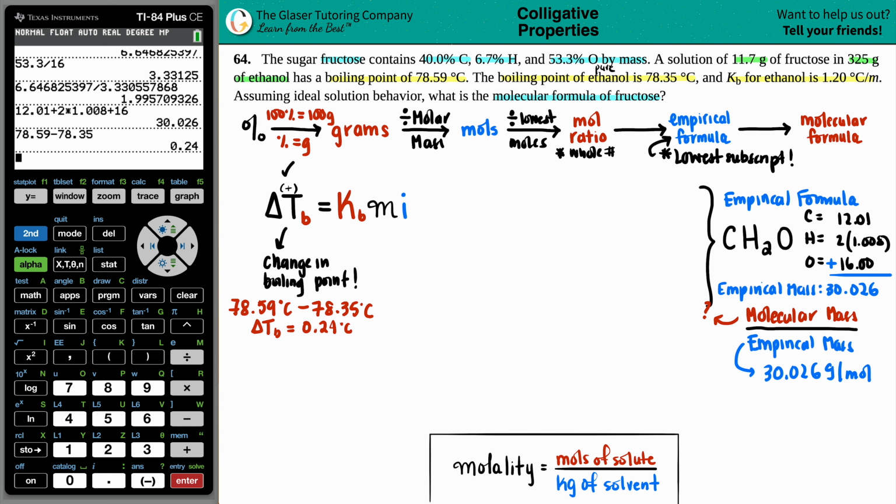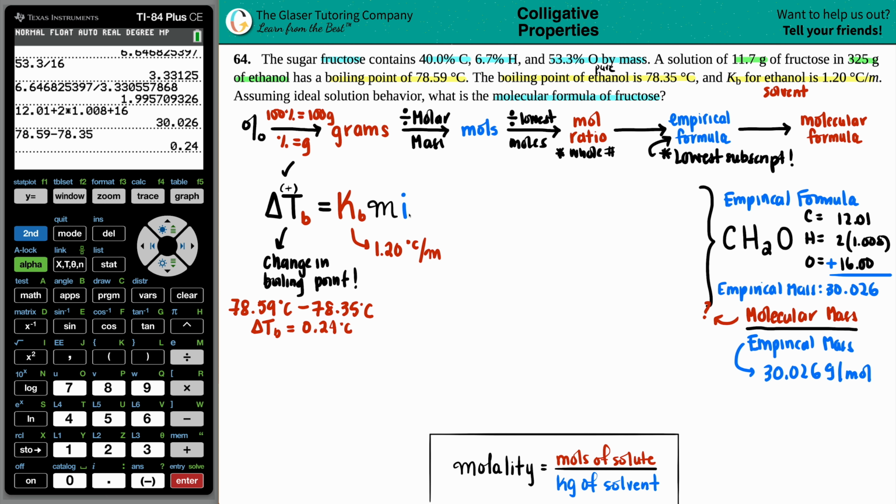Do we have a Kb? Yes, we do. The Kb is solely reliant on the solvent. So since we have a Kb for ethanol, and the Kb is only for a solvent, we know that the ethanol has to be the solvent. That's going to come into play probably in a little bit. They did tell us that we had a Kb value of 1.20 degrees Celsius per molality. So now we're down to m and i.